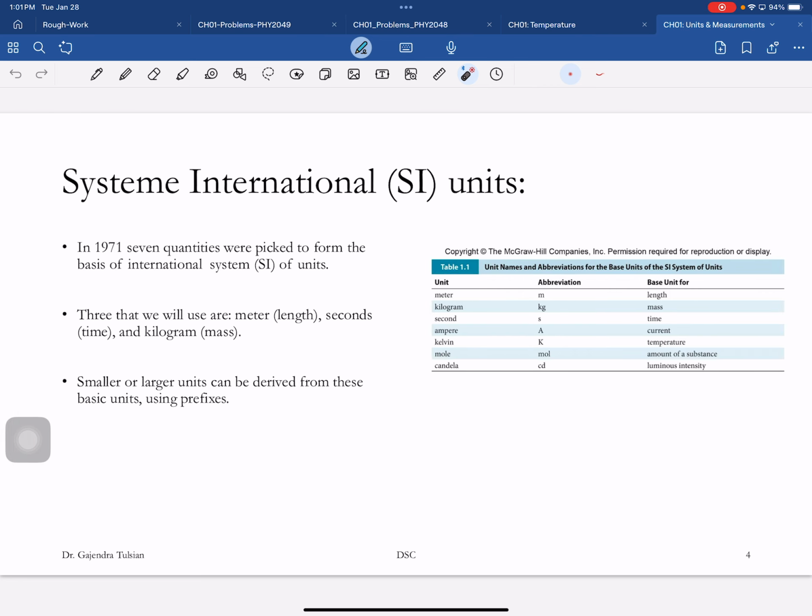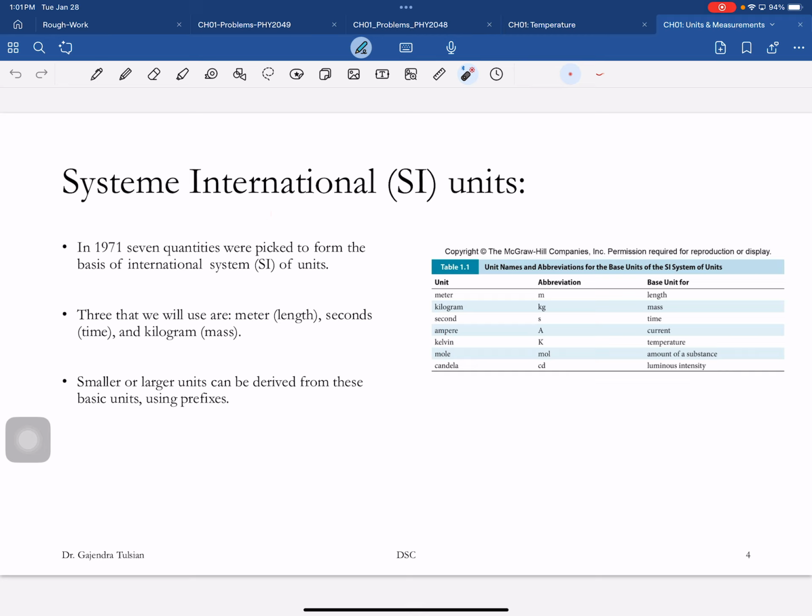Now, of course, in any science, we make a lot of measurements. And so we have a fundamental set of units which we use. In science, we have the standard set of units, the SI units, standing for System International.